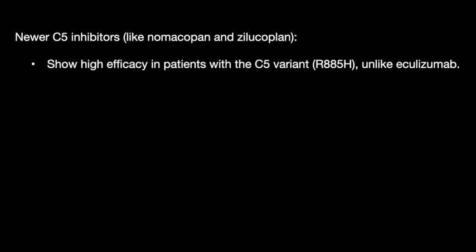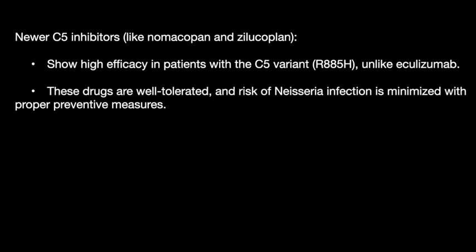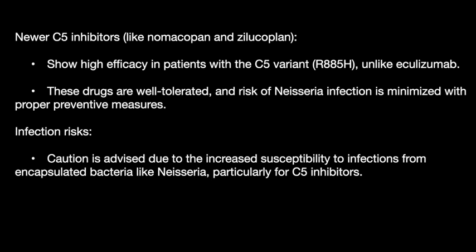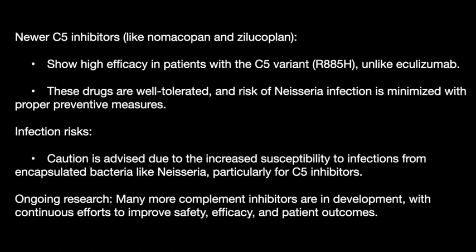We have some newer C5 inhibitors like nomacopan and zilucoplan. Now, these show high efficacy in patients with C5 variants, unlike the original eculizumab. These drugs are well tolerated and the risk of Neisseria infection is minimized with proper infection prevention measures. The infection risk is to be kept in mind, that is the Neisseria infection. Ongoing research is going on to find better safety and efficacy as well as looking at patient related outcomes.